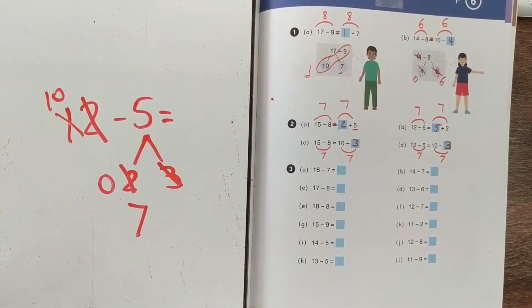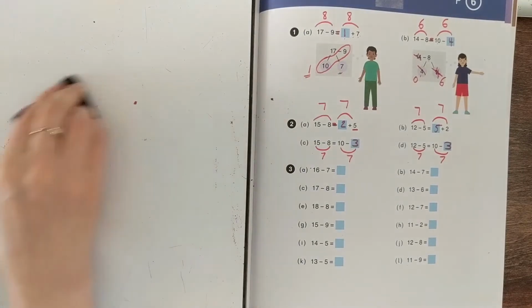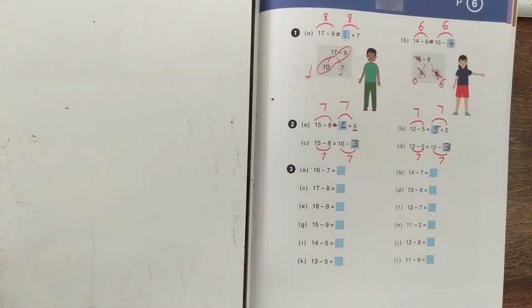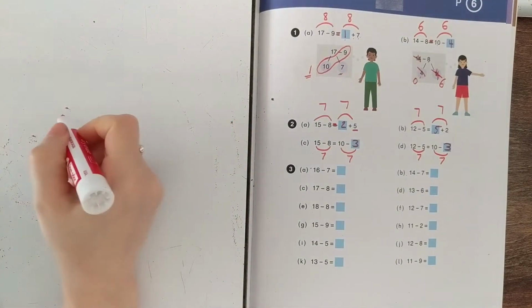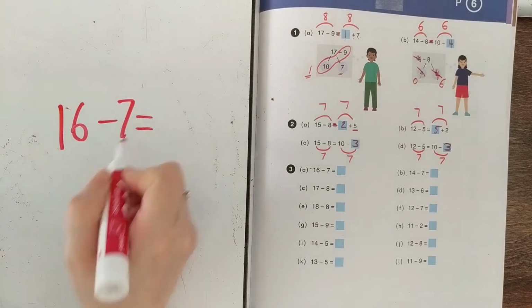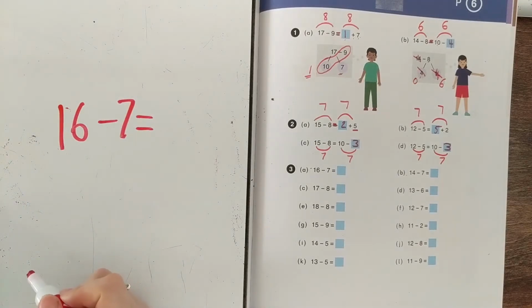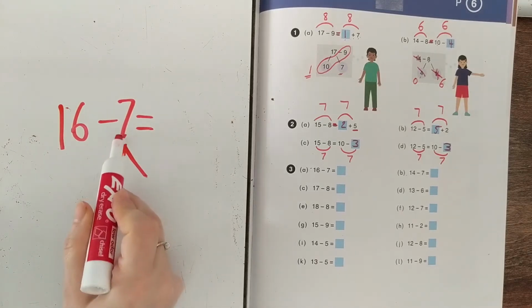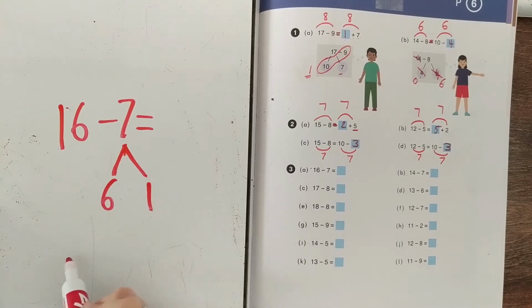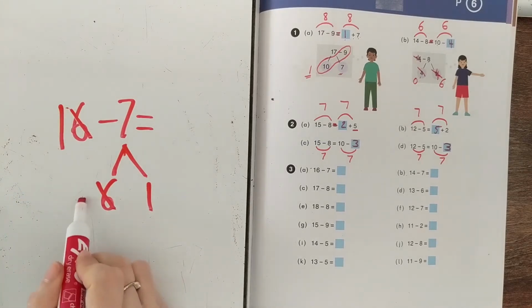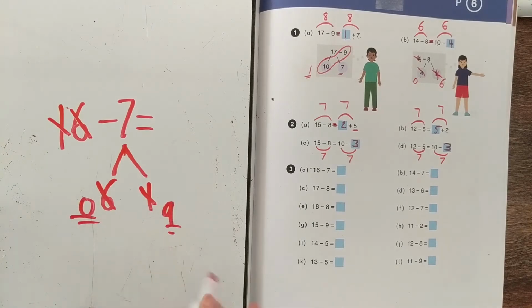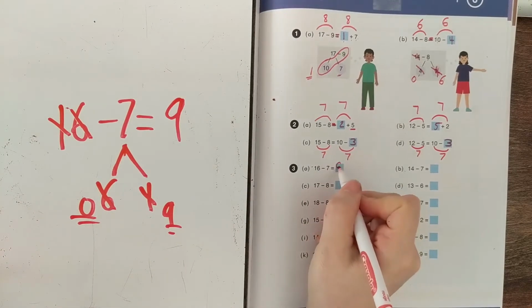All right, letter number 3, letter A. 16 minus 7. Now for all of these, you can use any method that you want, whichever you like best or you find easier for you. I'm going to take away from the ones place. Inside the 7 there's a 6 and a 1. 6 minus 6 is 0. 10 minus 1 is 9. Our answer is 9. Letter A is 9.